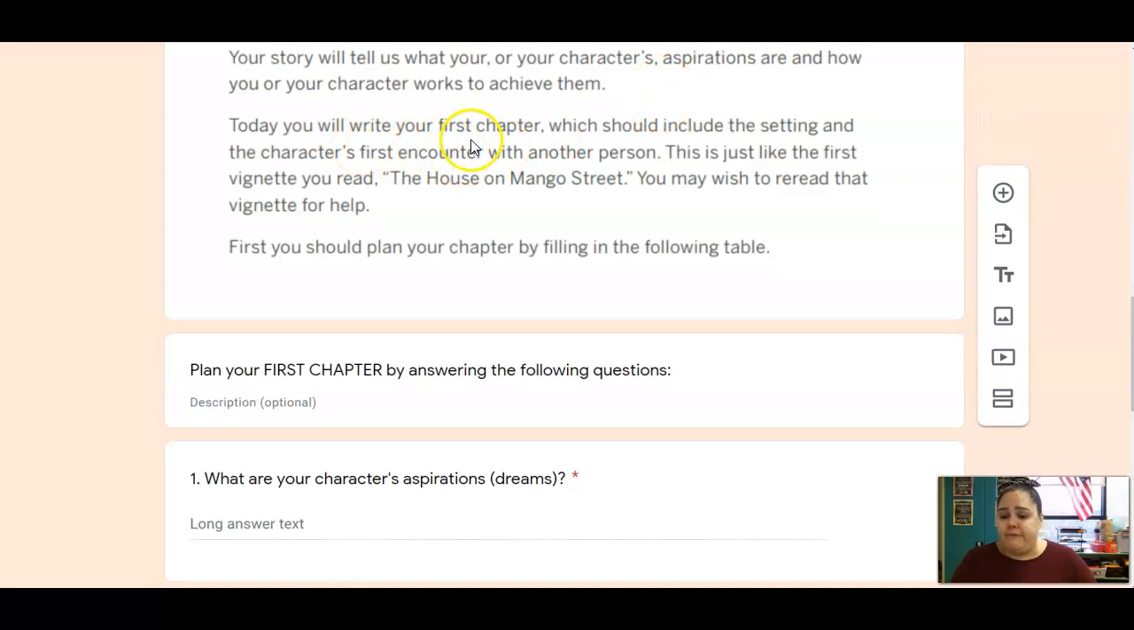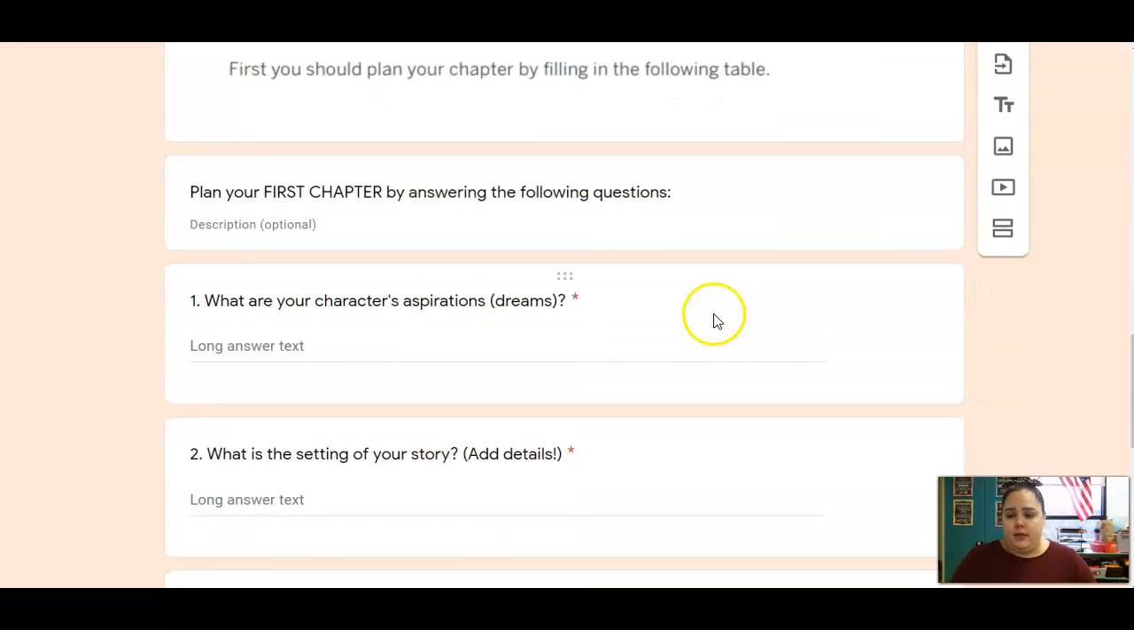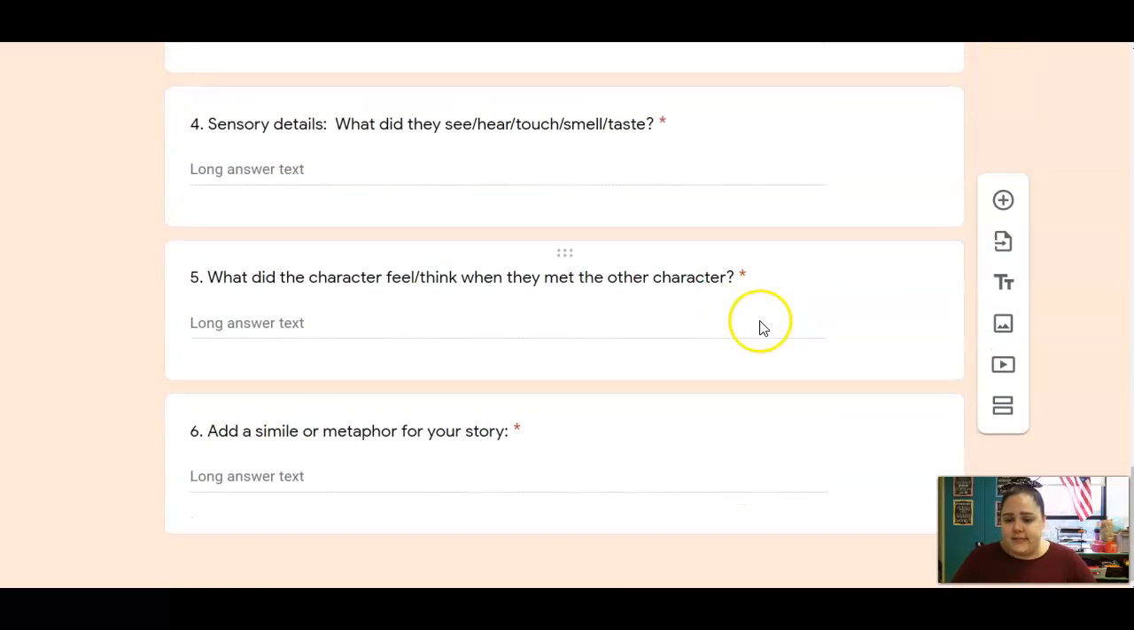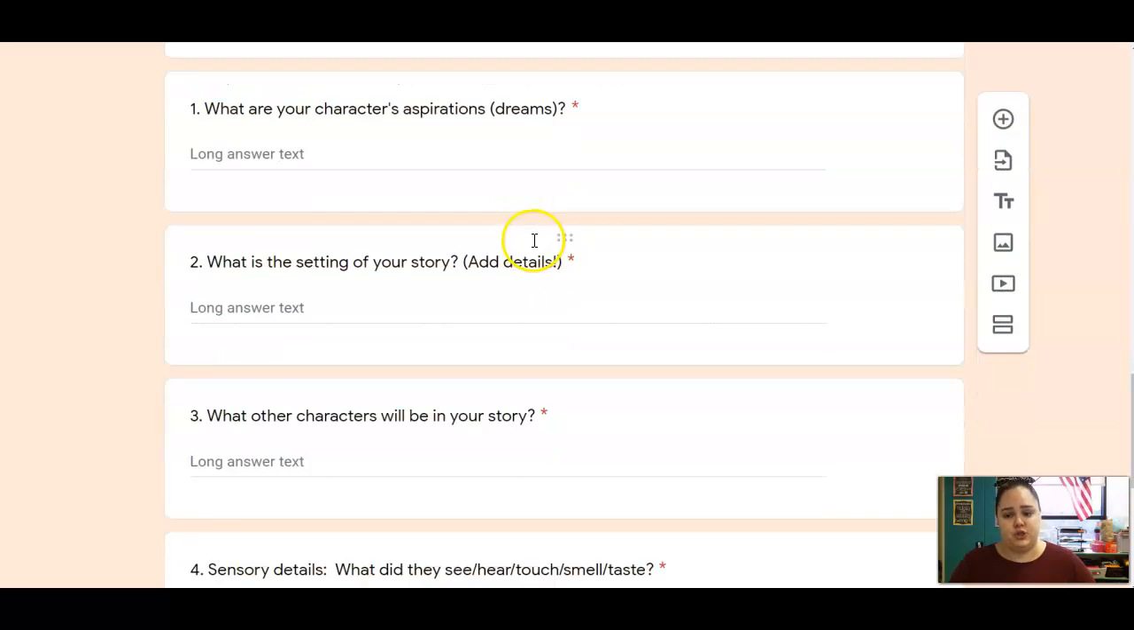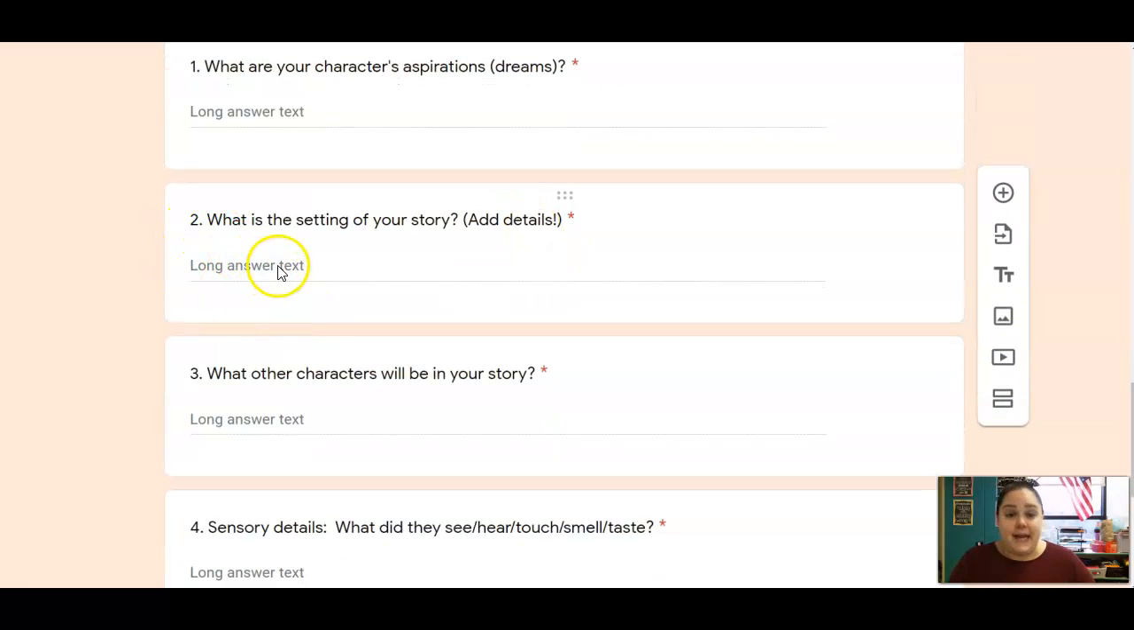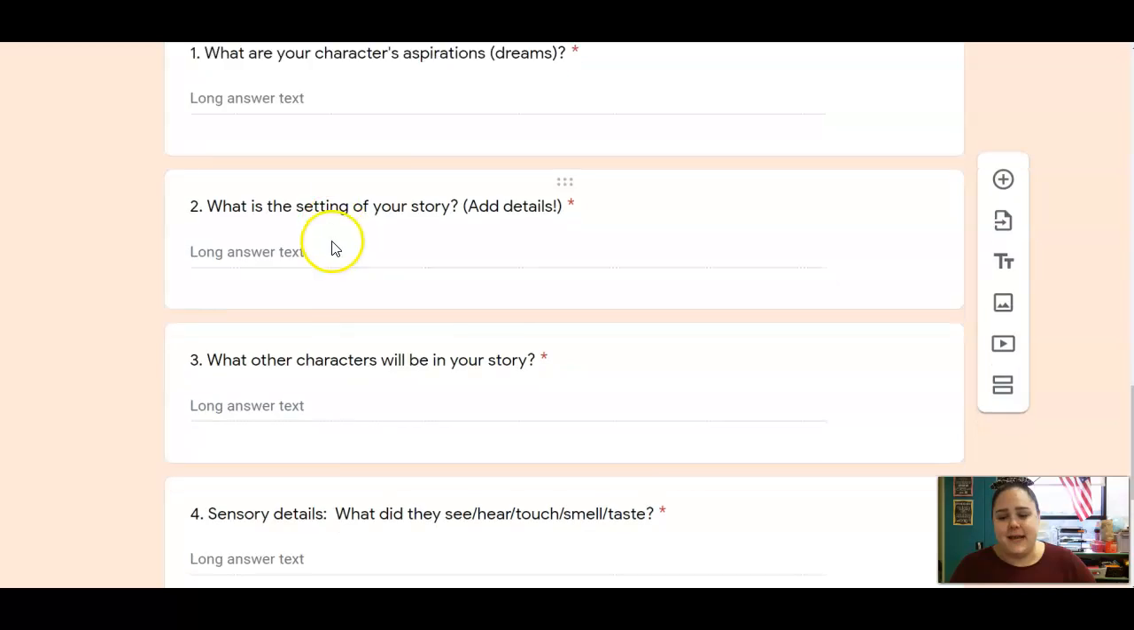And today we're going to write our first chapter. So I gave you some prompts here, 1 through 6, and they're going to help you write that first chapter. So we're going to start by telling what are your character's aspirations. So what is their dream? What do they hope to accomplish? Then tell me about the setting. Add details. Remember how detailed Esperanza's setting was when she was describing what her house looked like. She had lots of vivid details. We could really picture it in our minds. So tell me about the setting.